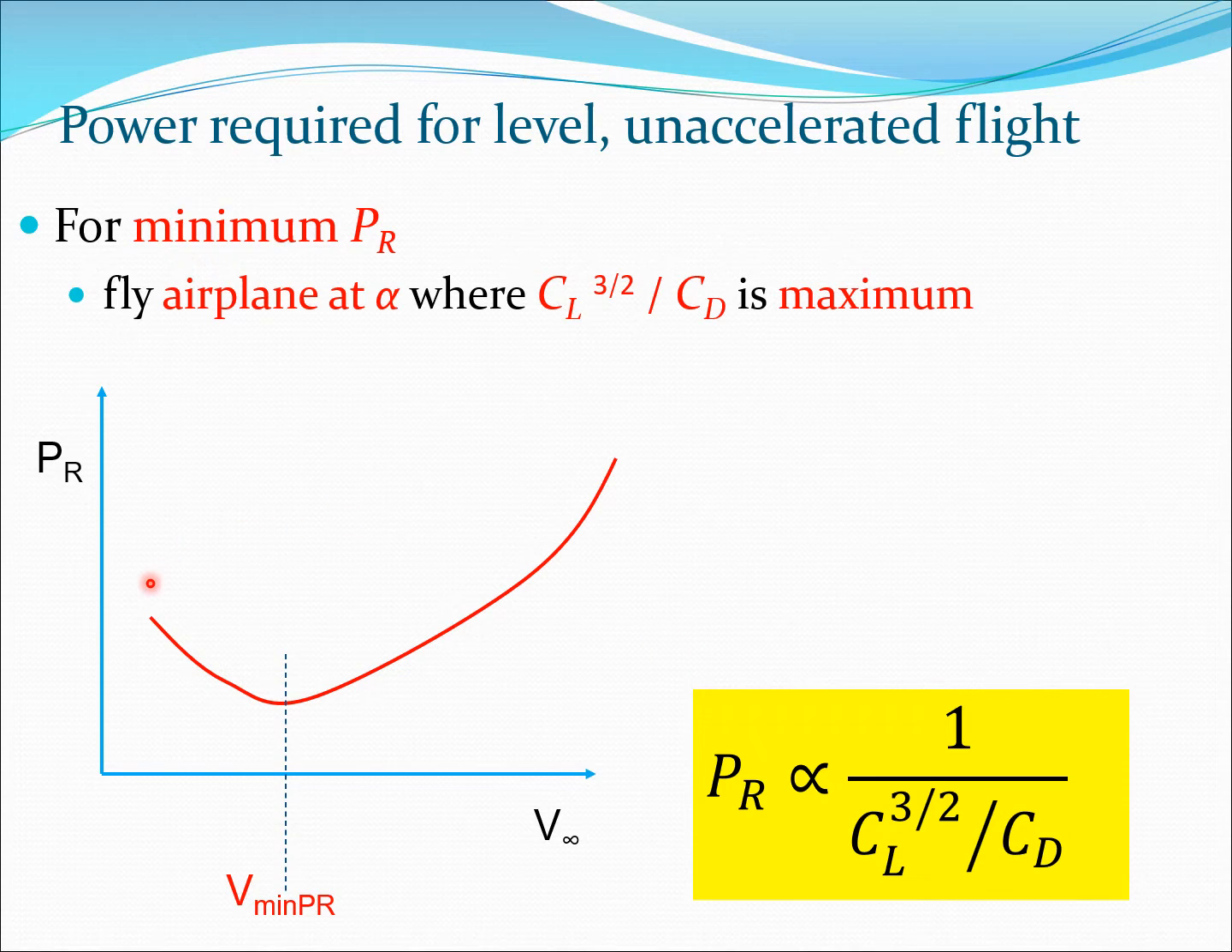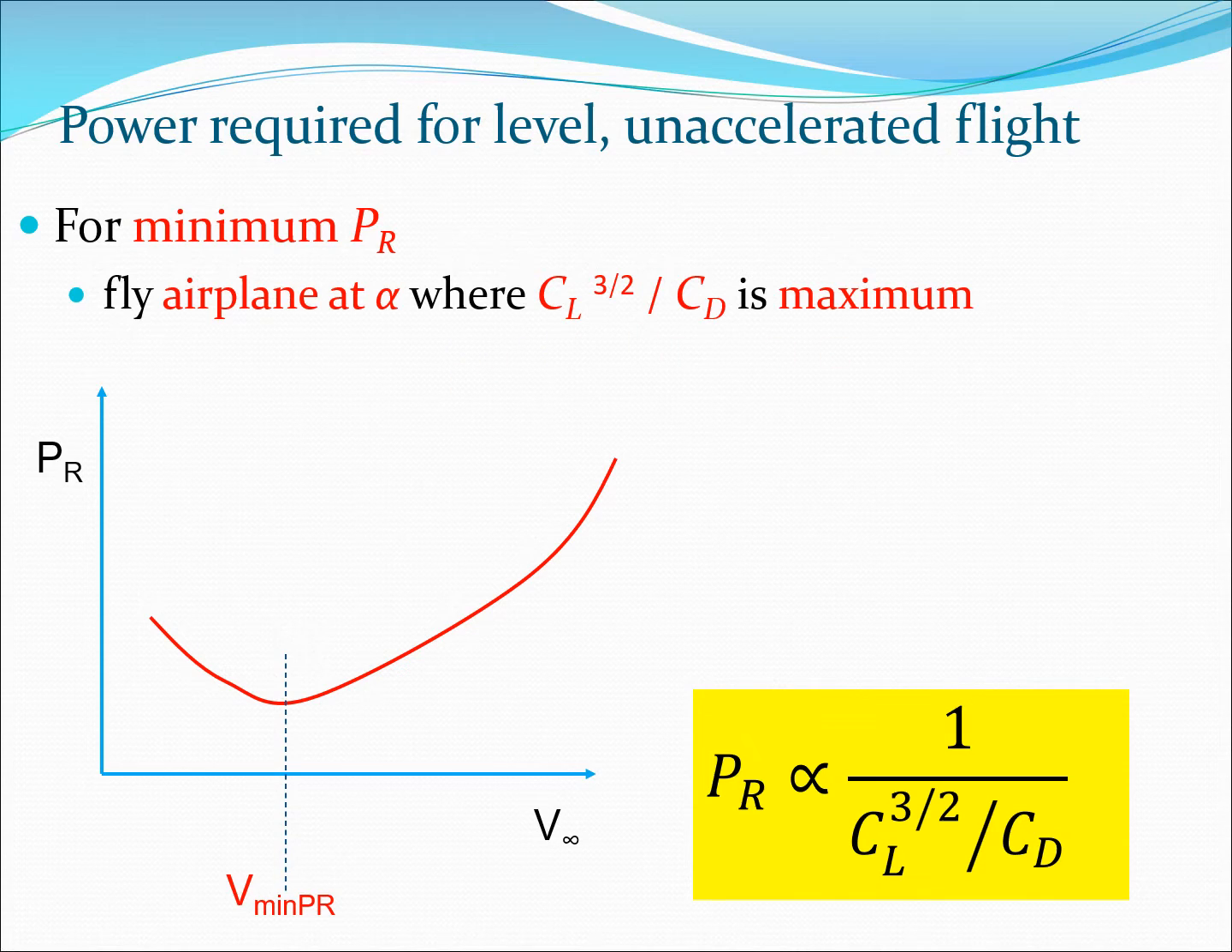So what this means is that if I were to plot power required versus velocity, I would obtain a certain minimum point, and that minimum velocity point where power required is minimum would correspond to the condition where CL^(3/2) by CD is a maximum. So that's something we are getting qualitatively from the equation I discussed before. So essentially what this means is that you should fly the airplane at an alpha where CL^(3/2) by CD is a maximum.